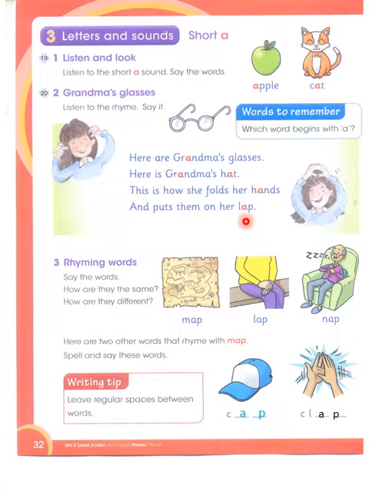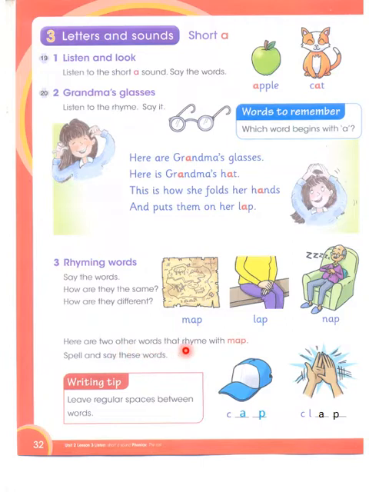Short sound of A. Now again, rhyming words. Say the words. How are they the same? How are they different? Map, lap, nap. So we will start the rhyming words like map, lap, nap. They are words which have a nearly similar sound of A. Map, lap and nap. They have nearly the similar sound.